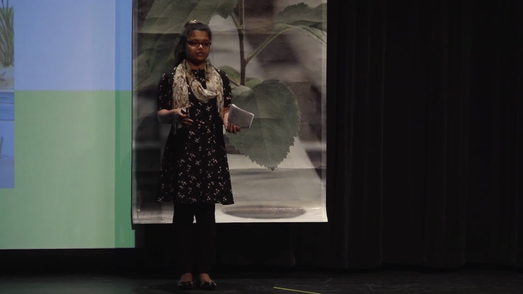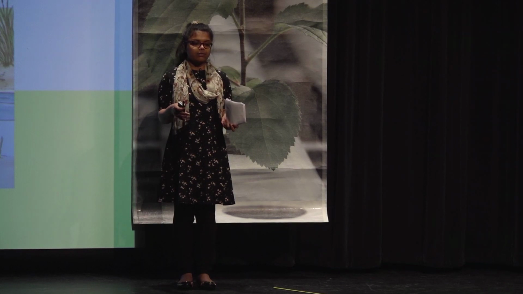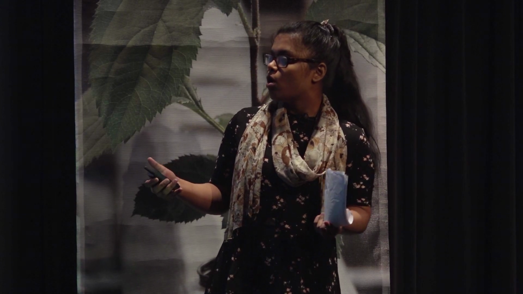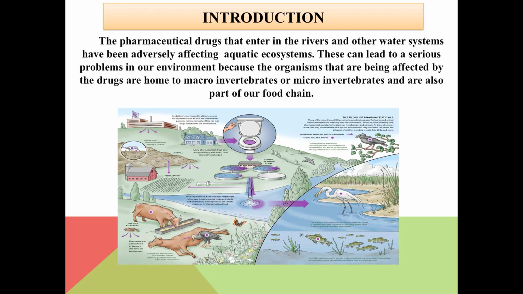This can lead to a serious problem because the organisms that are being affected by the drugs are home to macro and micro invertebrates and are part of our ecosystem. So how do the pharmaceutical drugs get into our water system? In the picture, you can see the pharmaceutical drugs from our homes enter into the water, which is affecting the organisms living there and also the organisms living on the ground, like the cow.